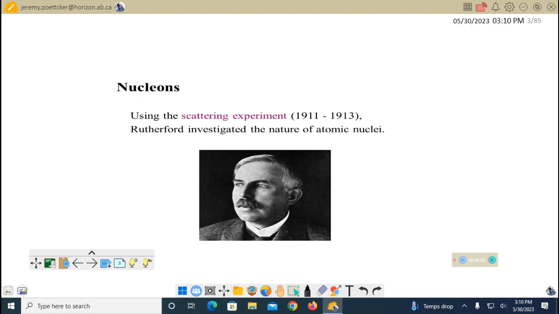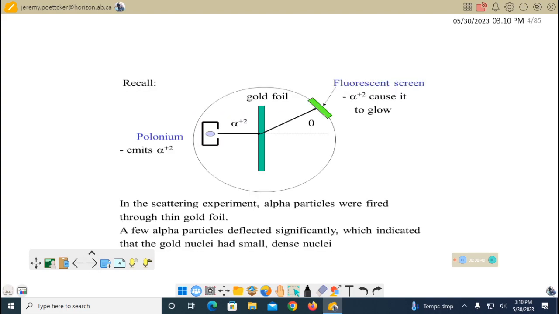So first of all, thinking back to this idea of nucleons. Rutherford used his gold foil alpha particle scattering experiment, 1911 through 1913. Somebody counting flashes in the dark. He investigated the nature of atomic nuclei. Remember, we've got the alpha particles. He used polonium as his alpha particle source. They were fired through thin gold foil. And what he found is that some of them deflected significantly. This should all be reviewed.